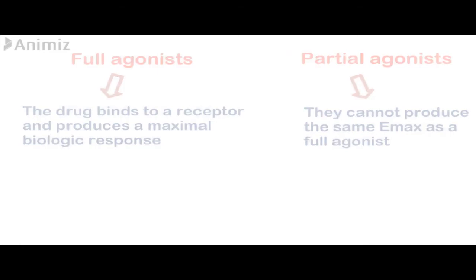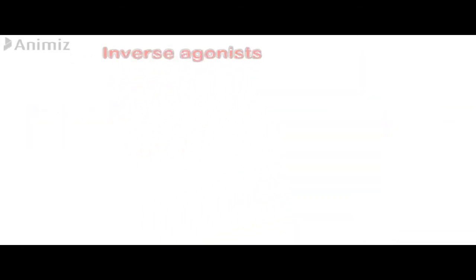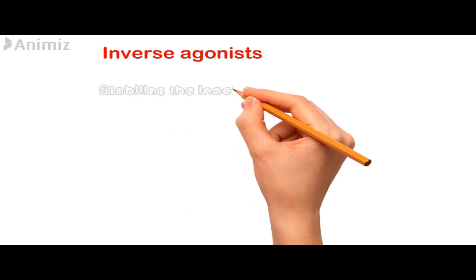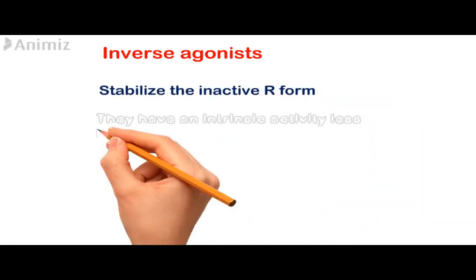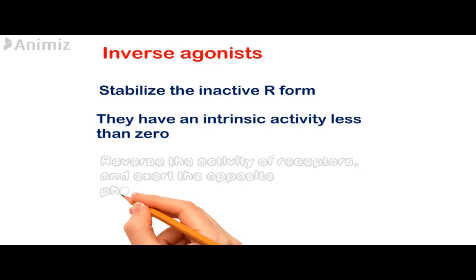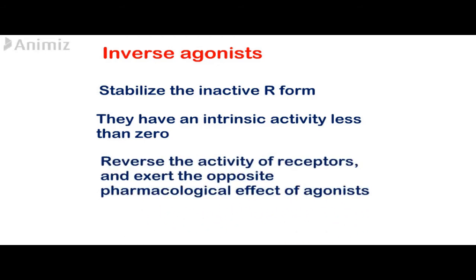Now the third type is inverse agonists. Inverse agonists, unlike full agonists, stabilize the inactive receptor form, and they also cause the activated receptor form to convert to the inactive form. So they will be decreasing the number of activated receptors, and they will have an intrinsic activity which is less than 0. They will also reverse the activity of the receptor and exert the opposite pharmacological effect of the agonists.